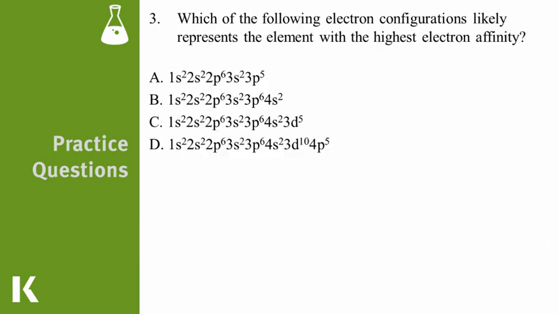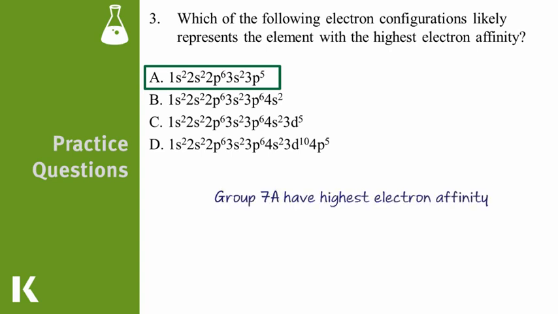This question is asking you not only to think about electron affinity, but also tests your skills in writing electron configurations as well. The answer is A. Recall that electron affinity is the energy released when an electron is gained by an atom. Therefore, elements that want to gain an electron to reach a stable electronic configuration will have high electron affinities. Group 7A elements have high electron affinities because they need just 1 electron to reach a noble gas configuration.